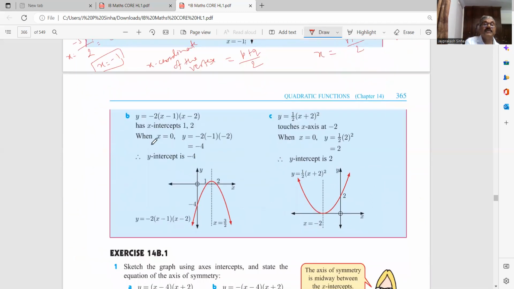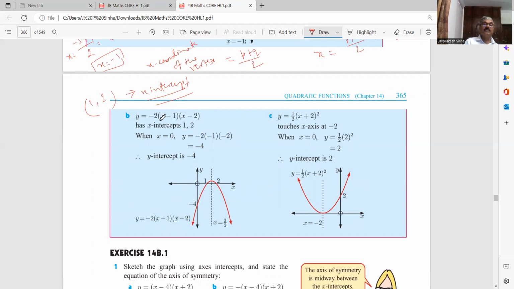See here, in this case y is equal to minus 2 times x minus 1 times x minus 2. Because a is minus 2, it is confirmed that the shape of the graph, the parabola, will open downward. And because here it is x minus 1 and x minus 2, the x-intercepts will be 1 and 2. Correct. And what will be the y-intercept?